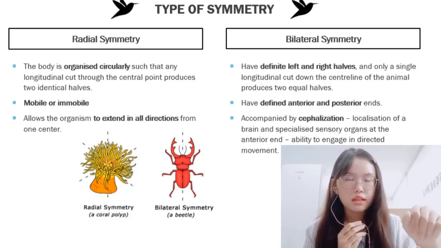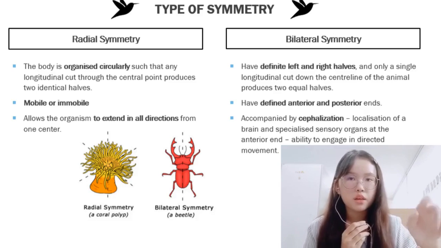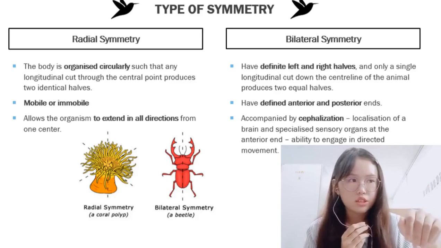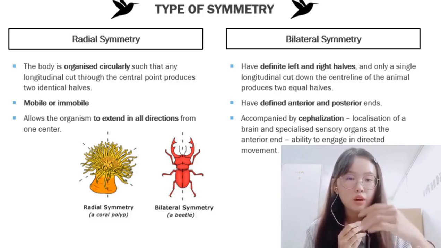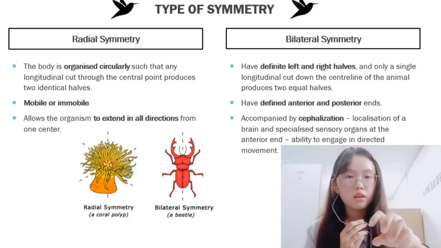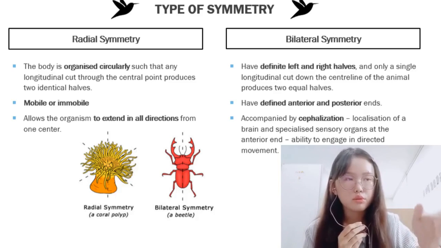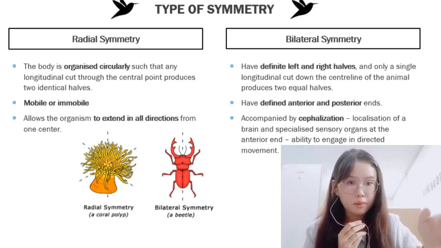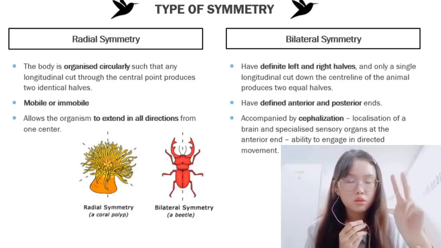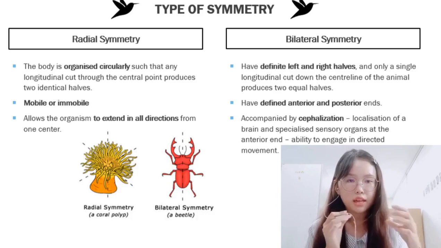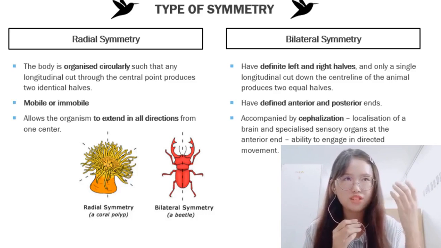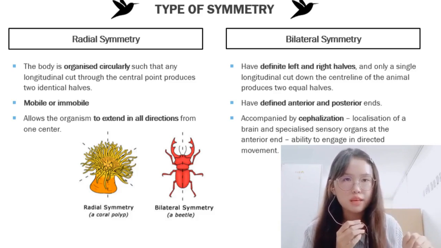Let us look at radial symmetry. In radial symmetry, the body of the animal is organized radially, circularly, such that when you give a longitudinal cut through the central point of the body, it produces two identical halves, which means cut into half, the same shape.